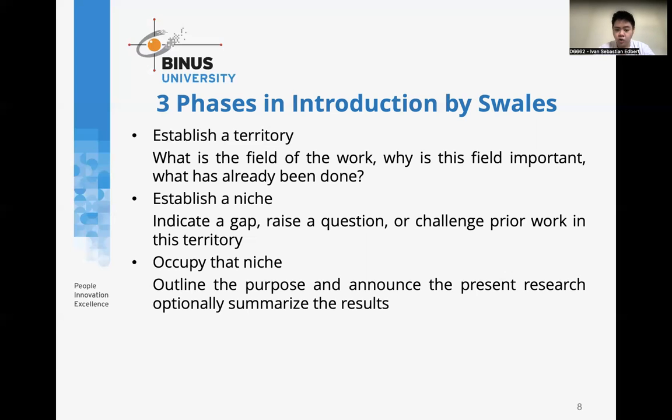The third one is occupy the niche. Occupy the niche means that we need to outline the purposes. We need to announce the present research, and optionally summarize the result. It means that we need to outline the purposes of our research. We need to mention where our present research is going. And the last one is that we can summarize our research, but it is optional.